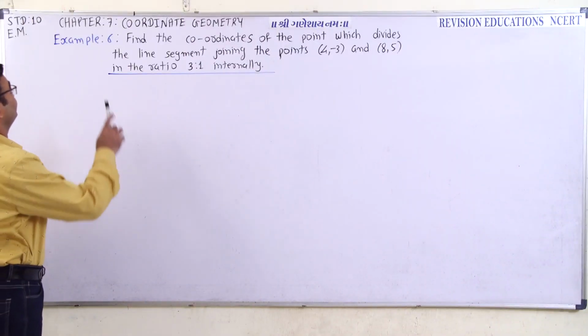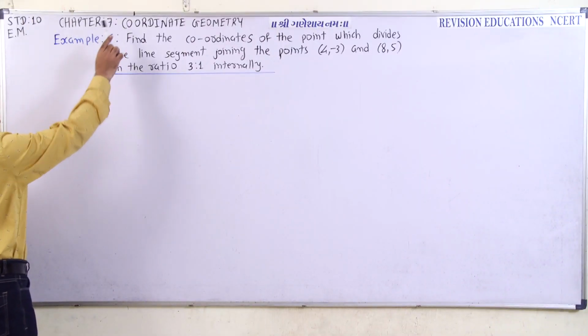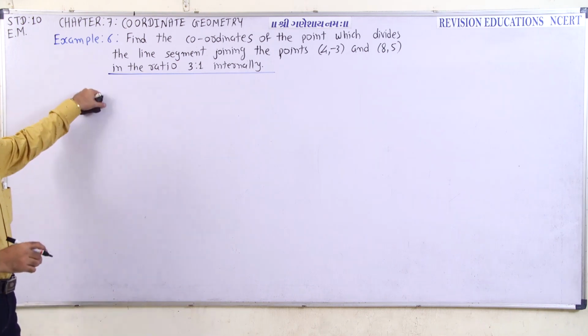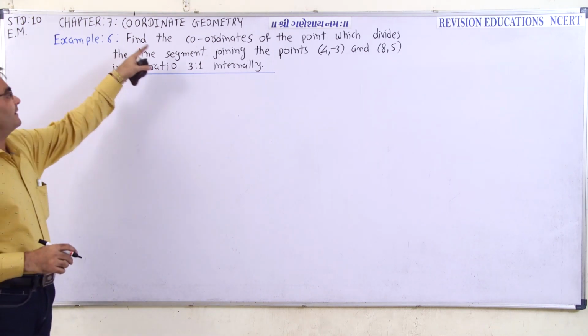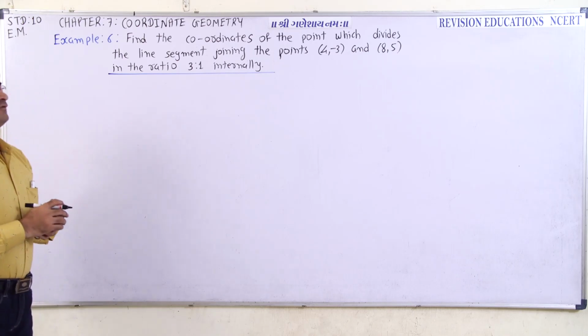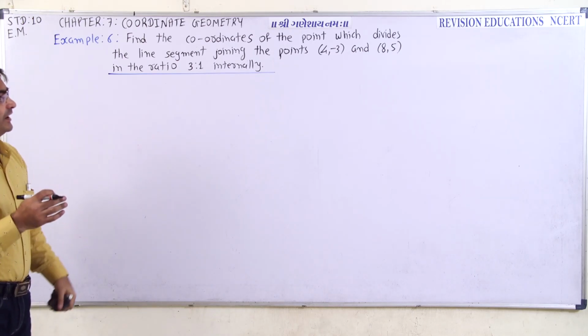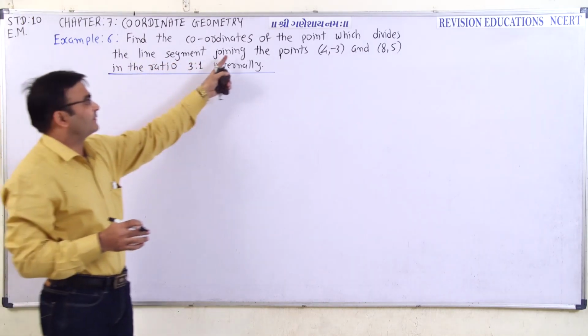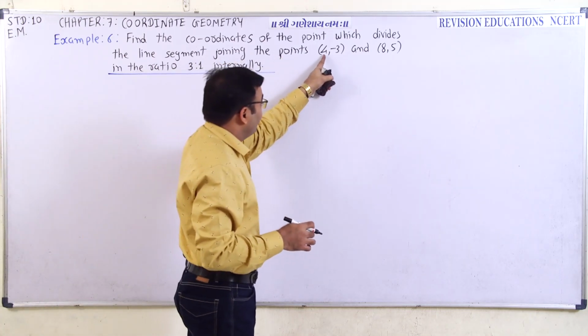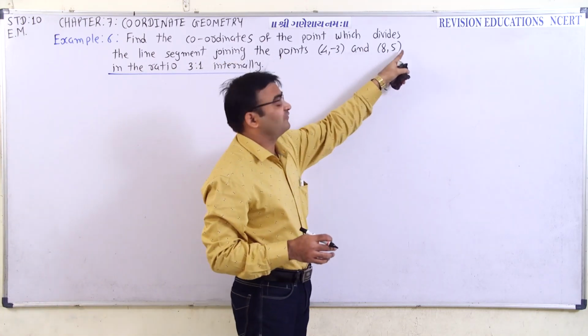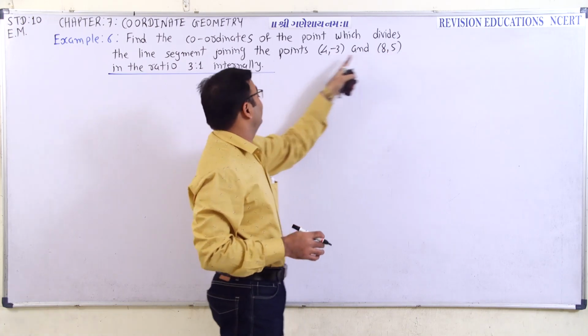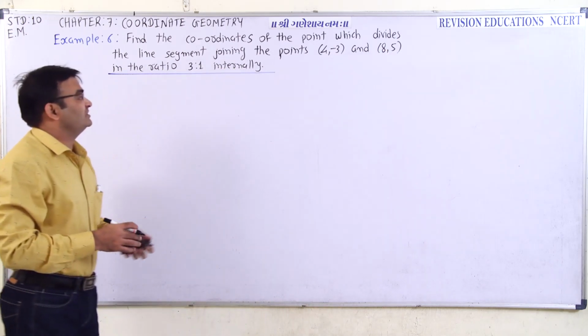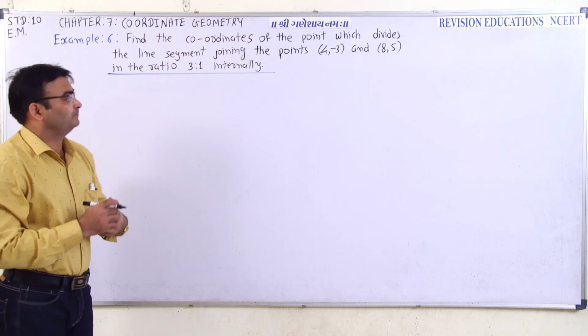विद्यार्थी मित्रों, here chapter number 7 friends, coordinate geometry. It's example number 6. Find the coordinates of the point which divides the line segment joining the points (4, -3) and (8, 5) in the ratio 3:1 internally.